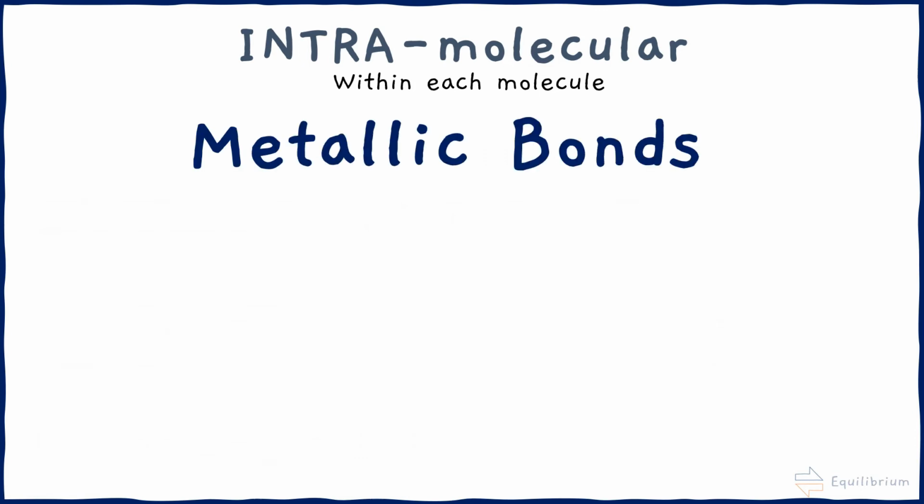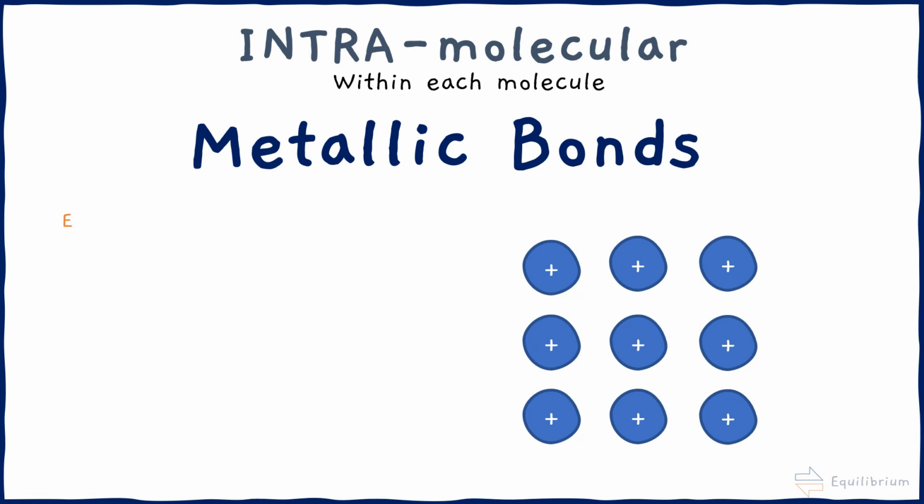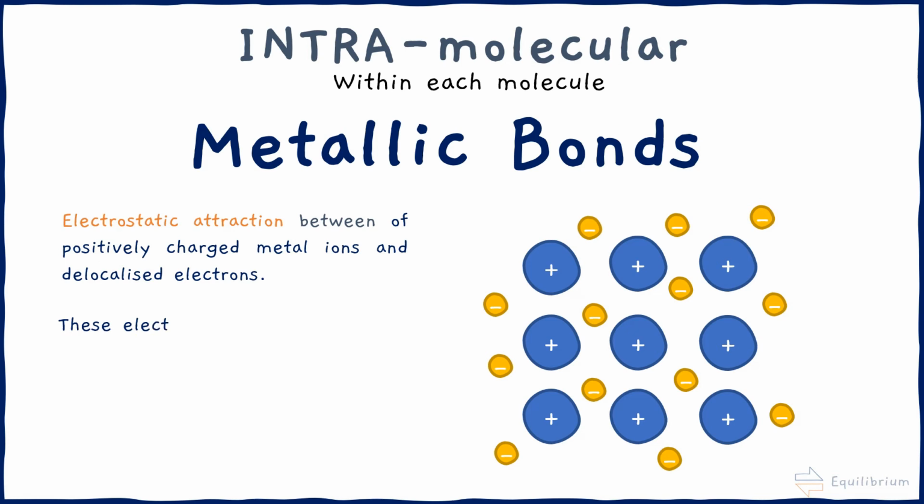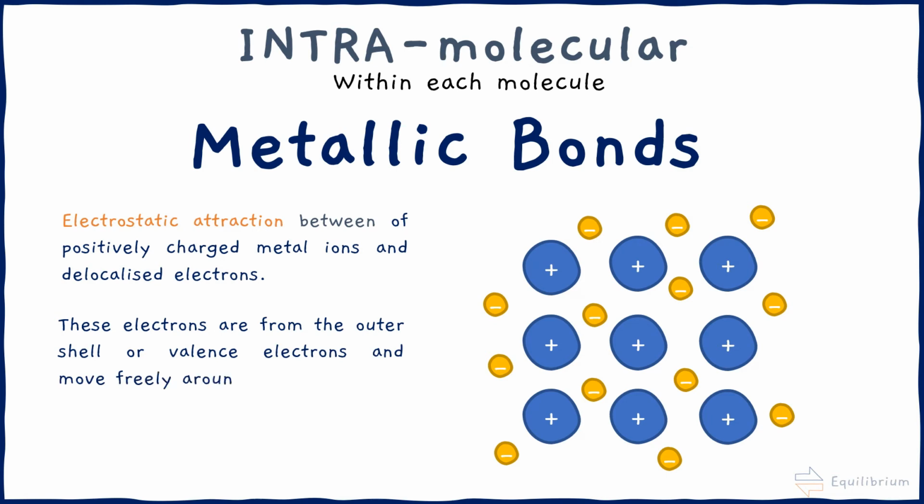The last type of intramolecular bond are metallic bonds. This is formed by an electrostatic attraction between positively charged metal ions and delocalized electrons. These electrons are from the outer shell, also known as valence electrons, and move freely around. This forms a lattice of positive metal ions in a sea of electrons.